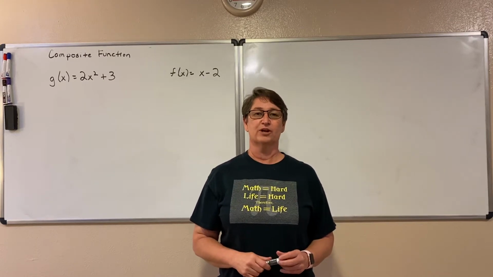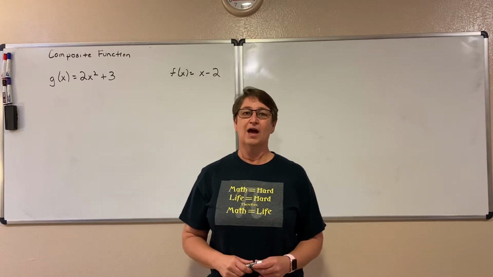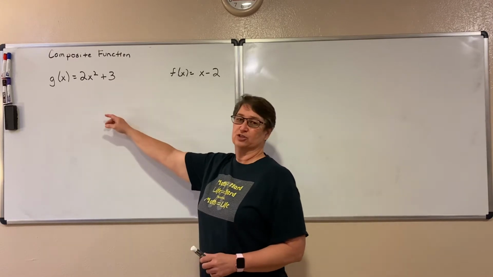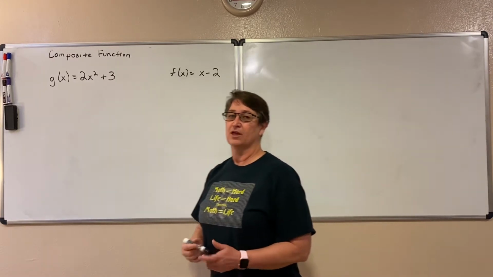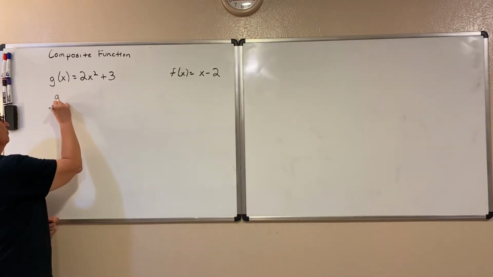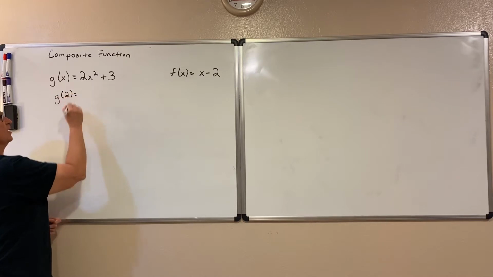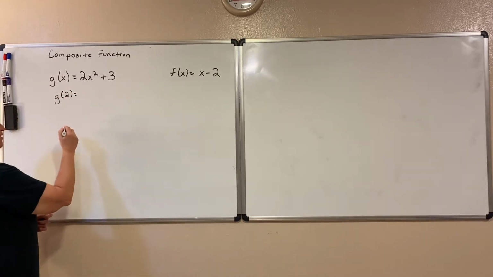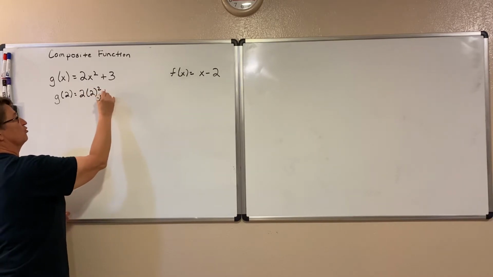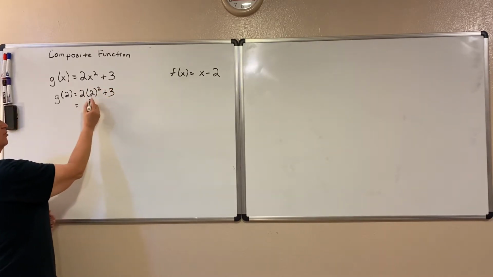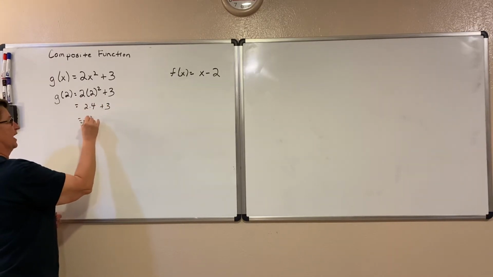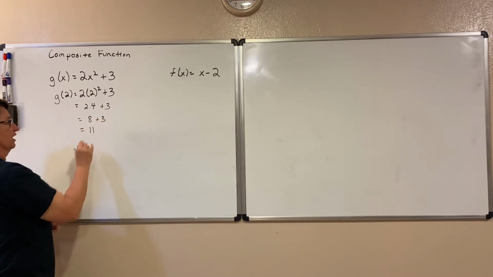In this video, we're going to learn about composite functions. I have here on the board two different functions. This one's a quadratic function and this one's a linear function. Remember from function notation that I can have some input, like 2. I can put that into my function so that I have 2 times 2 squared plus 3 equals, well, that's 4 times 2 gives me 8 plus 3 equals 11.